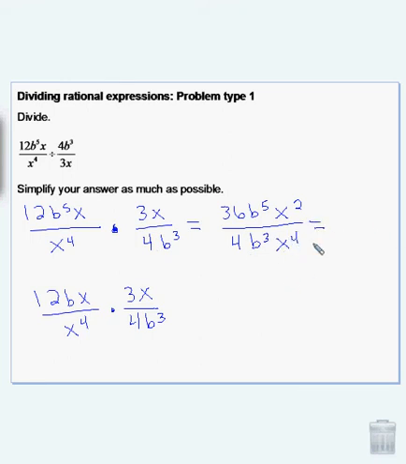Now if I reduce these, 36 divides by 4 9 times. I have 5 b's in my numerator and 3 b's in my denominator. 3 of these b's will cancel, which leaves me with 2 b's in my numerator. And I have 2 x's in my numerator and 4 x's in my denominator. 2 of those will cancel, leaving me 2 x's in the denominator. If I want to cross cancel, 4 will go into 12 3 times and into itself once.